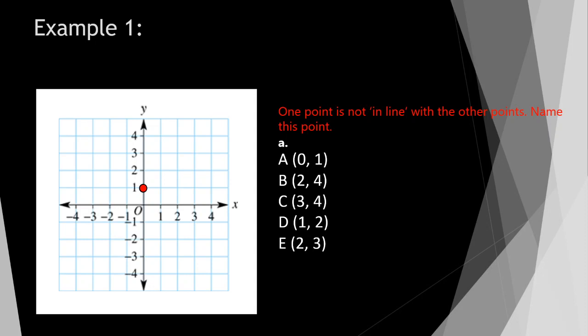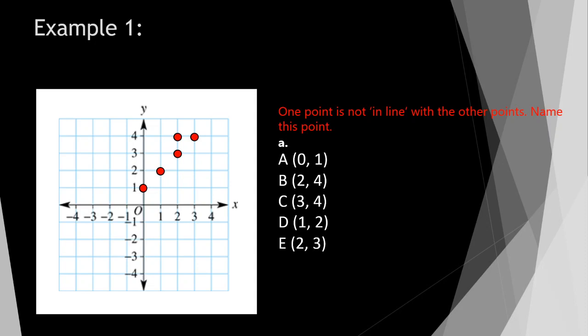The next one, the x value is 2 and the y value is 4. That should be going up there. The next one, 3 and 4. X is 3, y is 4. Okay, so we can see that one of these 3 would be the ones. For the fourth one, x is 1 and y is 2. Okay, and 2 and 3 goes there.